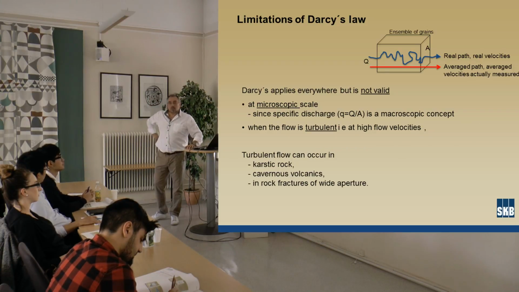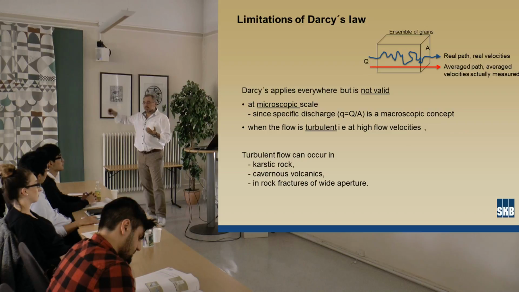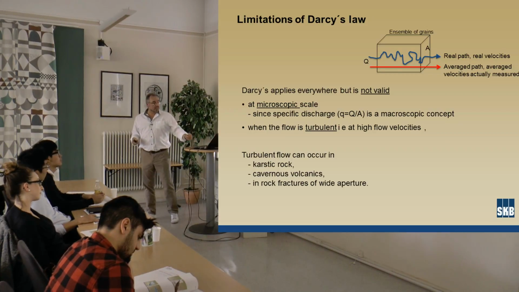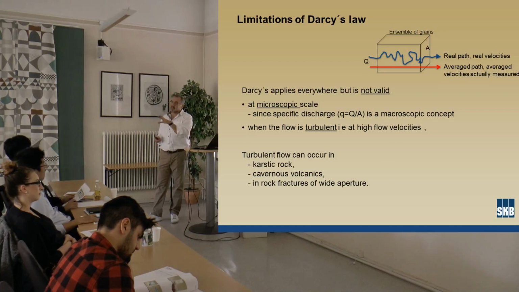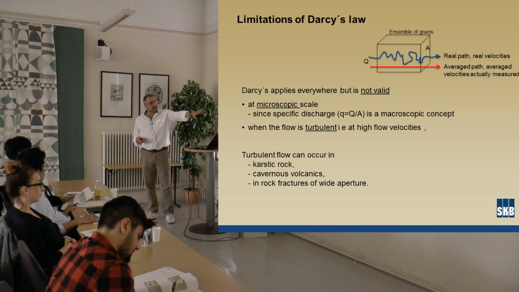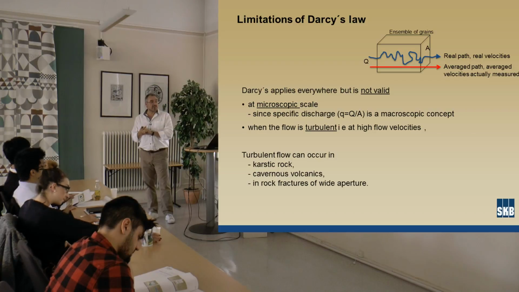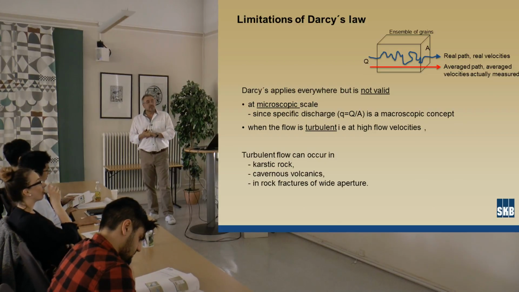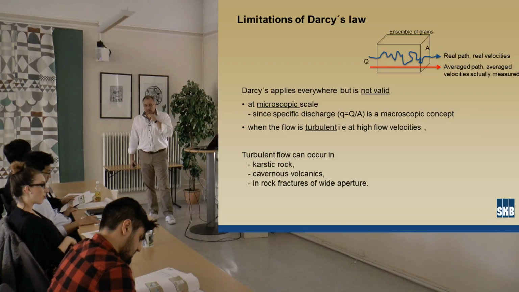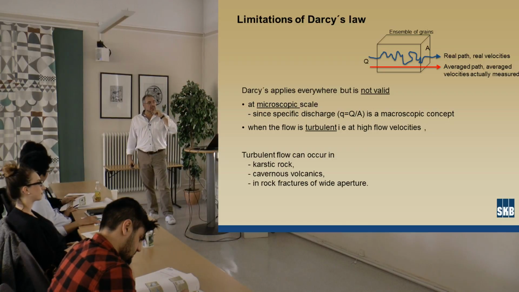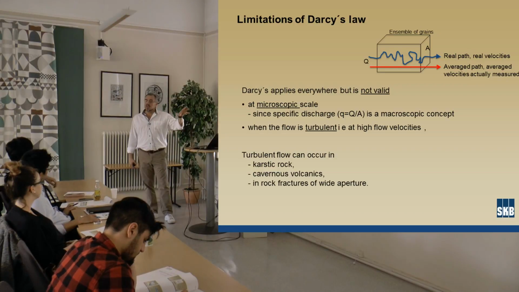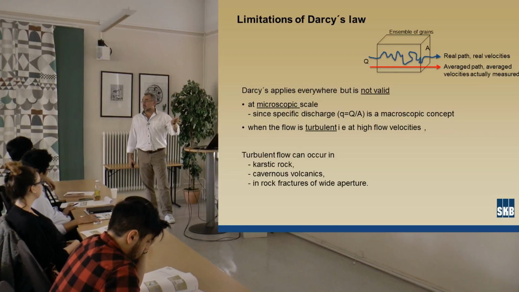The other case where it is not valid is when we have turbulent flow. If the velocity is too high, then we have vortices and laminar flow doesn't exist. And again, Darcy's law is not valid in those cases. Turbulent flow can occur in karstic rock, which I mentioned previously, and cavernous volcanics, and also in fractures of wide aperture. This is the standard interpretation. Of course, it is also possible that we can have turbulent flow at low velocities.